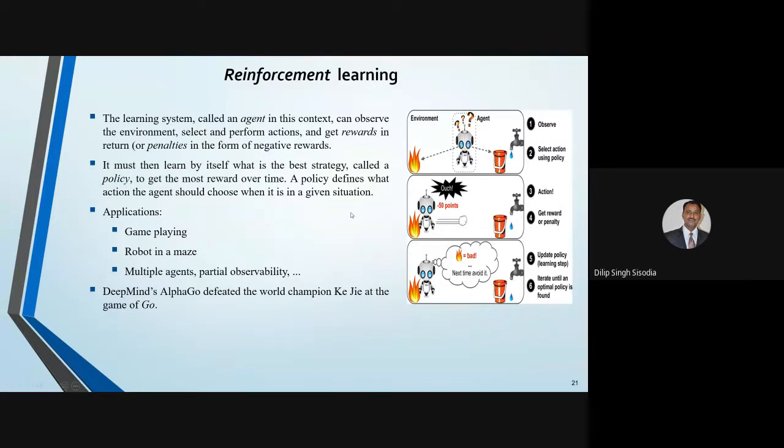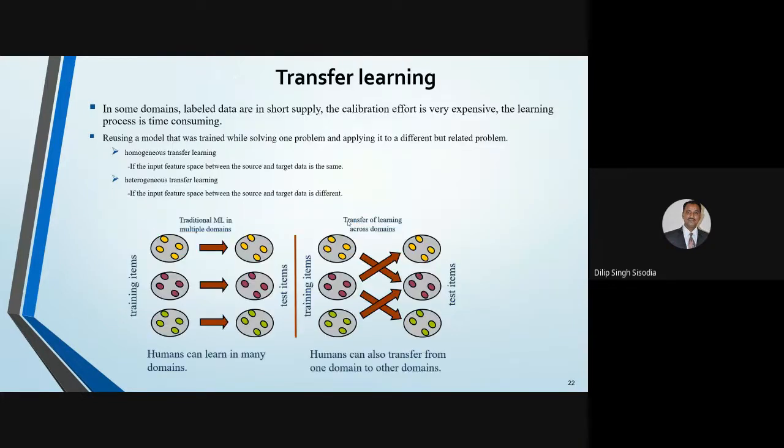So in reinforcement learning, on the basis of the environment feedback, the agent will learn. The applications of reinforcement learning are especially in game playing, robot navigation, and driverless cars, where they learn from the environment and act accordingly.